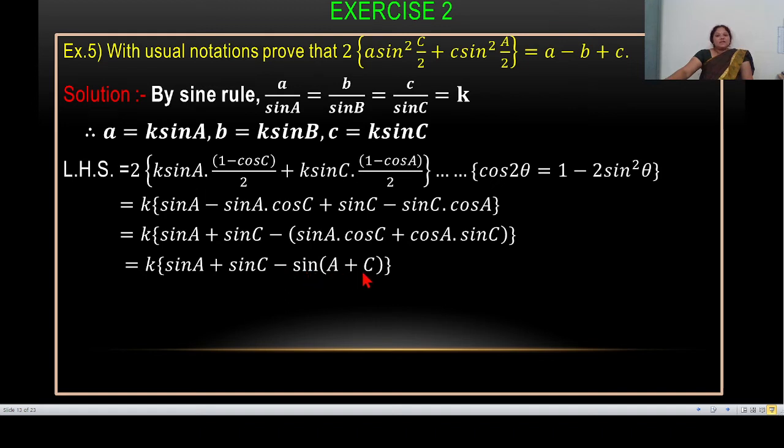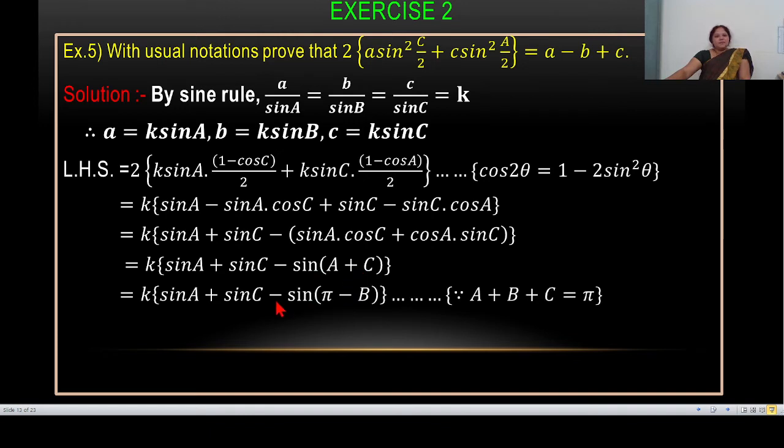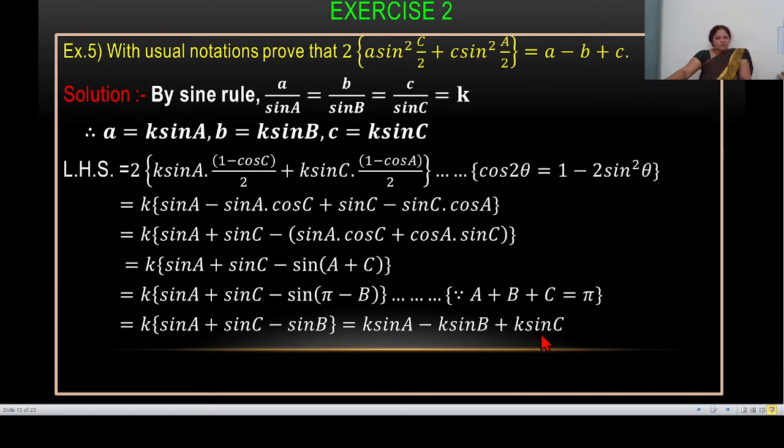We know that sin of A plus B equal to sin A cos B plus cos A sin B. Using this formula, sin A cos C plus cos A sin C equal to sin of A plus C. But we know that A plus B plus C equal to pi, and therefore A plus C equals pi minus B. K into sin A plus sin C minus sin of pi minus B, and by using allied angle, sin of pi minus B is sin B. K into sin A minus k into sin B plus k into sin C. We know that k sin A equal to a, k sin B equal to b, k sin C equal to c, and this is equal to a minus b plus c, equal to RHS.